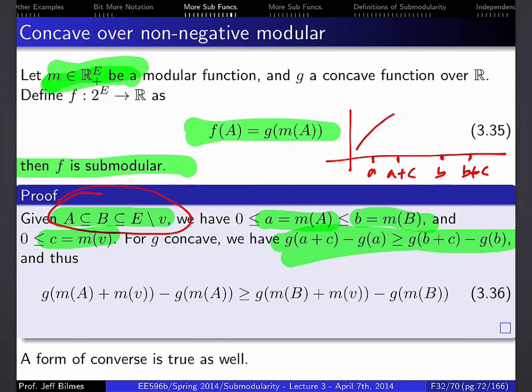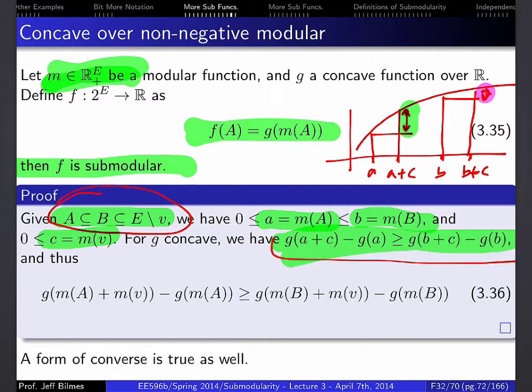you've got some concave function, then what it's saying is that this delta, or this increment, is going to be greater than or equal to this increment. So in other words, this green distance, or this green height, is going to be greater than or equal to this little magenta height there. And so that's what we're using right here. Okay? So that follows immediately from concavity.